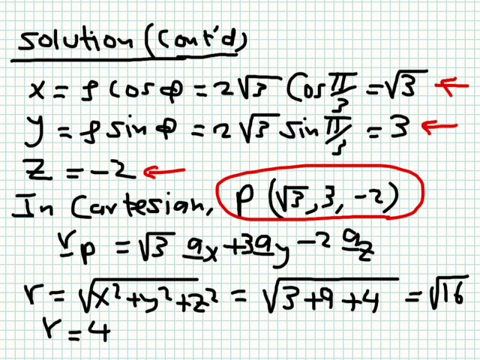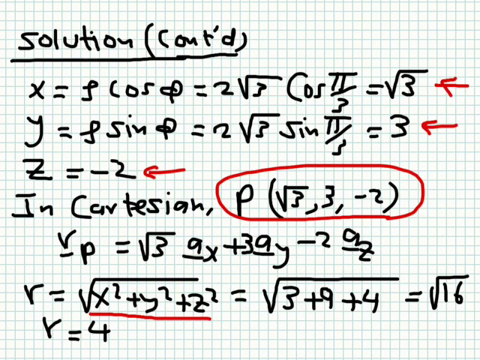In order to go to the spherical coordinate system, we have to determine r, theta, and phi. r is the distance from the origin, and we know it's equal to the square root of x squared plus y squared plus z squared. x is equal to square root 3, y is equal to 3, z is equal to minus 2. The numbers cooperate here to give you the square root of 16, so this means that r is equal to 4 meters in this case.